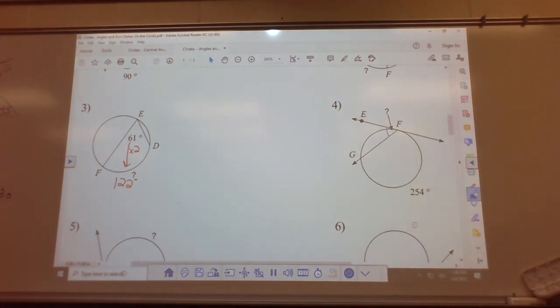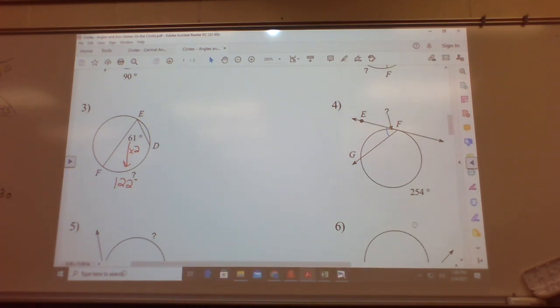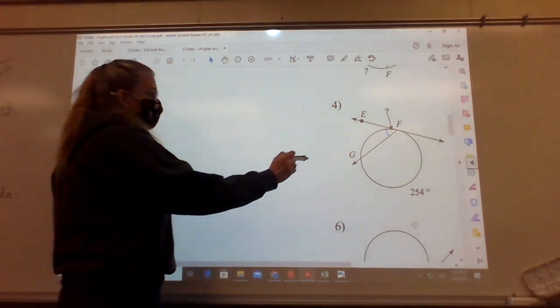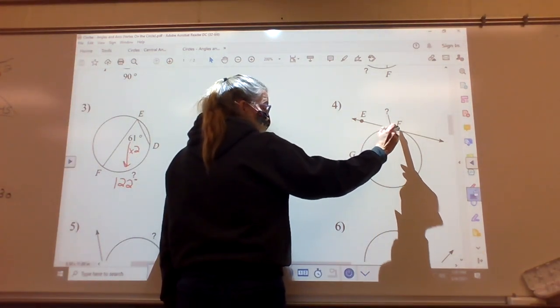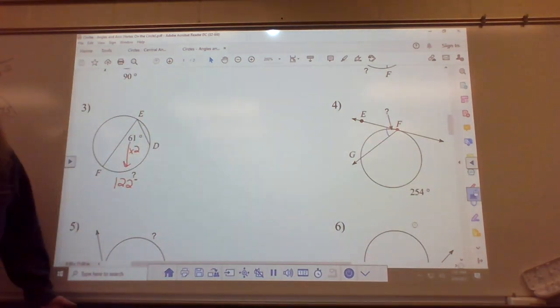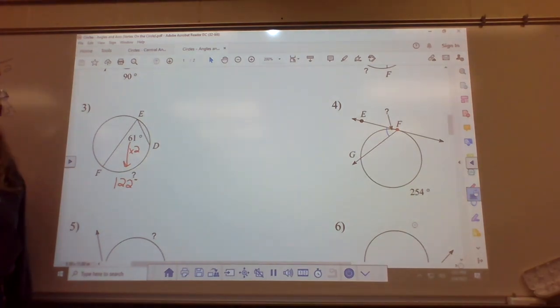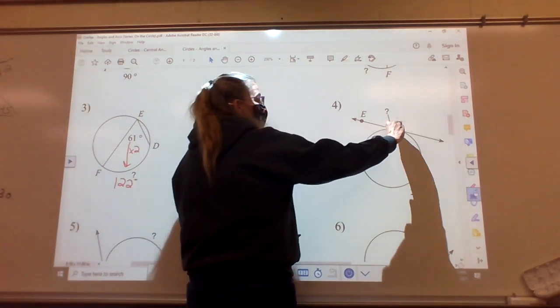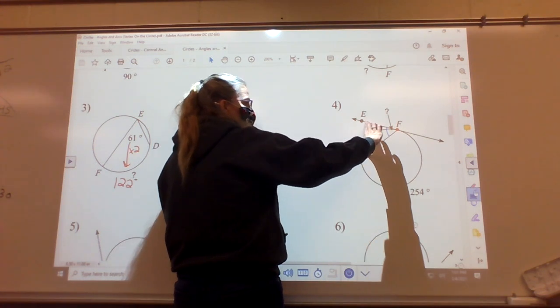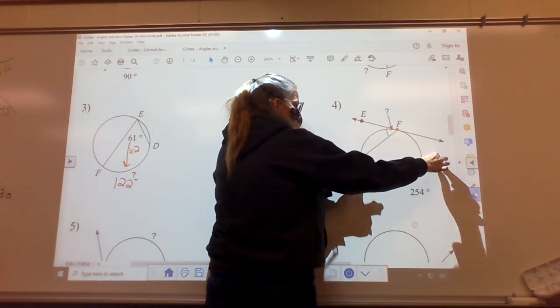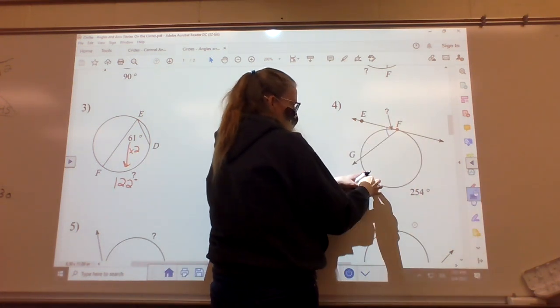Now, number 4 looks completely different. And it's actually technically an inscribed angle. But because the vertex is still on the circle, I'm still going to use the exact same formula. But I've got kind of an angle and an arc here. I have an angle and an arc kind of here.